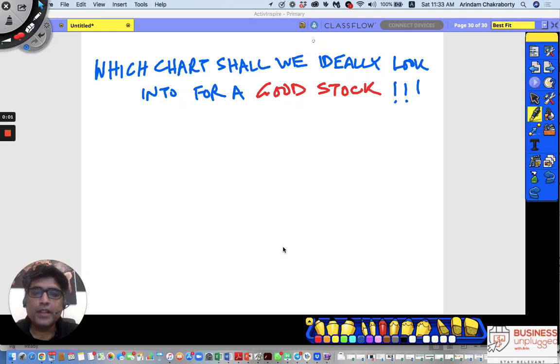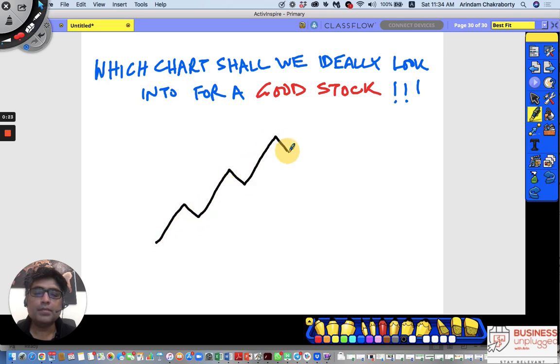Hey guys, so today we are going to discuss which chart we should ideally look at for a good stock. Before we get into determining which chart we should be looking at, let us first understand what we mean by a good stock in the first place. A good stock, as per me, is something which has a trend, something like this.